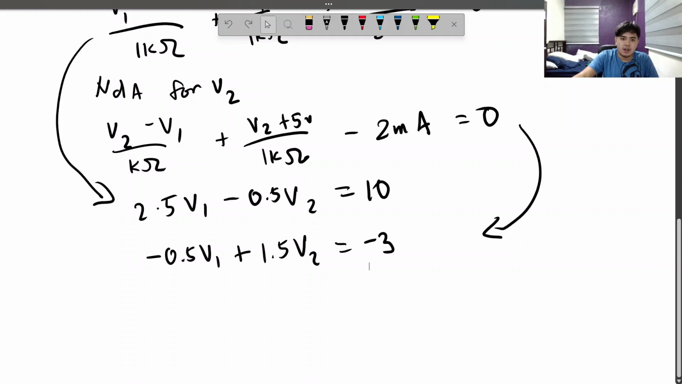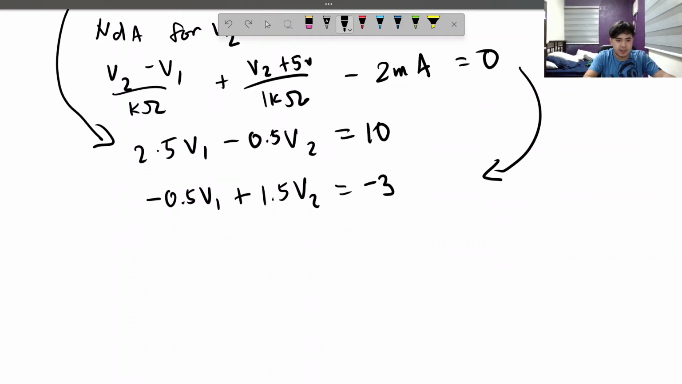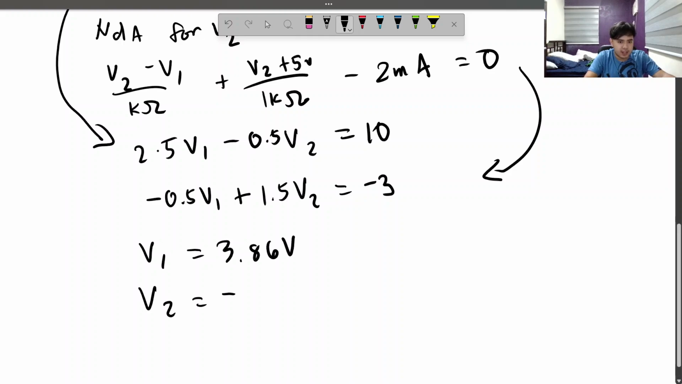So this is a simultaneous equation. You can multiply by 3 here maybe in order to get that. But if you're going to use the calculator, it's much easier. And since this is engineering anyway, you can use a calculator. Don't be afraid to use the calculator, guys. So we get V1 as 3.86 volts and V2 is negative 0.71 volts.